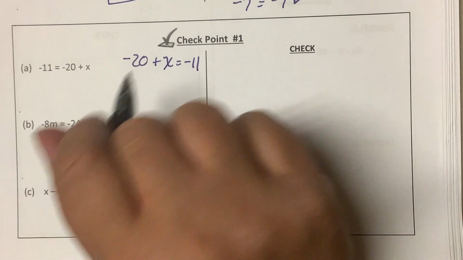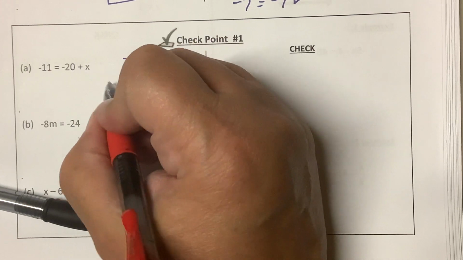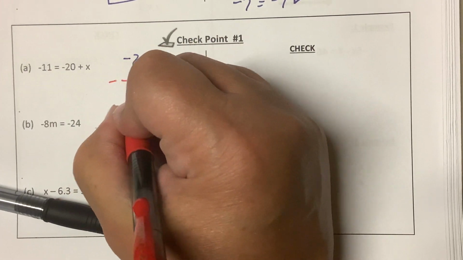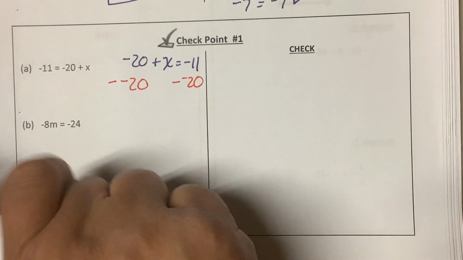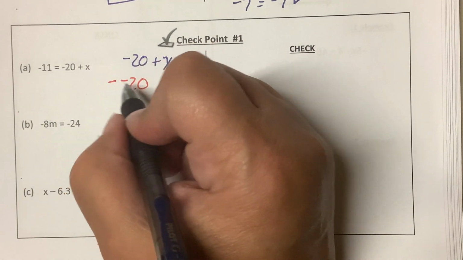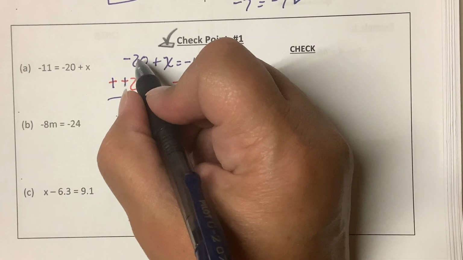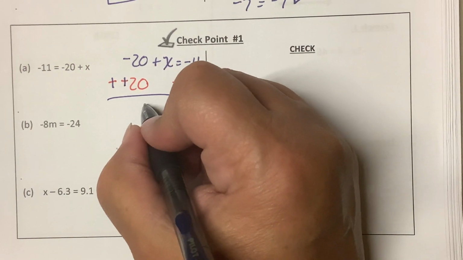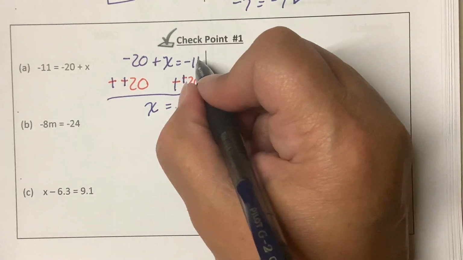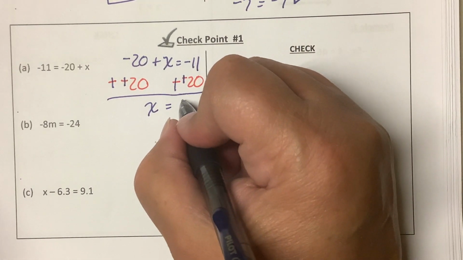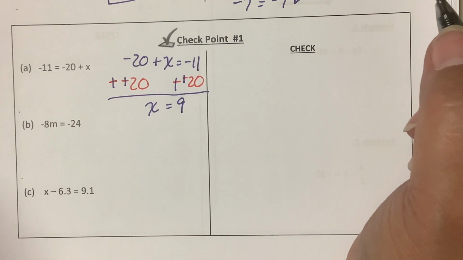There's a difference. All right, the inverse of adding -20 is subtracting -20. No, -11 minus -20. Keep change. -20 plus 20 is 0. Bring down the x. Keep change. -11 plus 20 is 9. Signs are different. You subtract, keep the sign of the larger number.